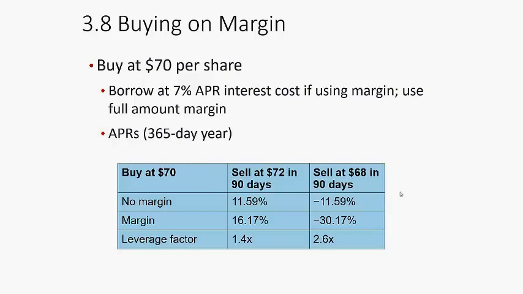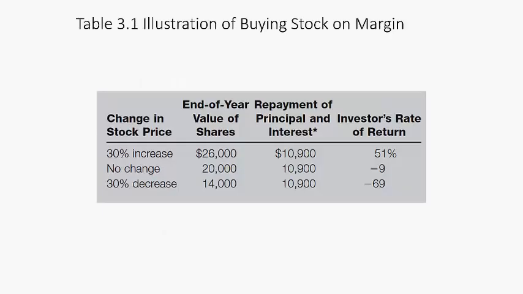If you use the margin, your return is going to go up. You sell at the same $72, but at a return of 16.17%. And then if you were to sell for $2 less than you initially paid, then you have a 30% loss. And then you have different leverage factors. And here's another illustration of buying stocks on margin, similar to the one that we just went through a minute ago.